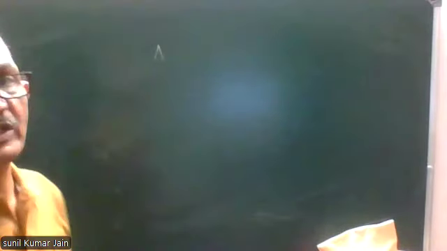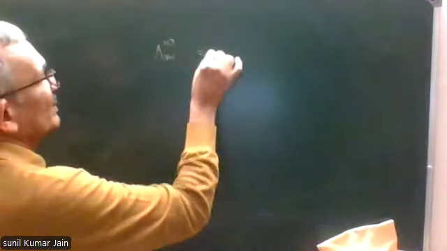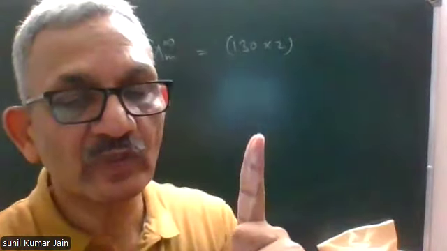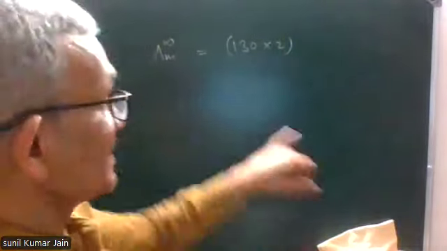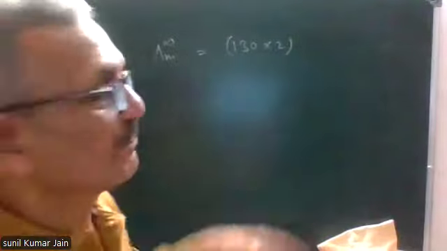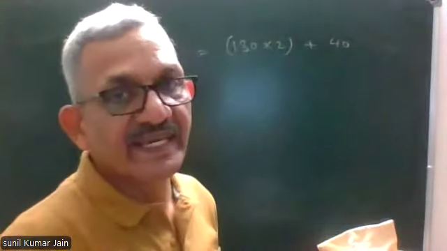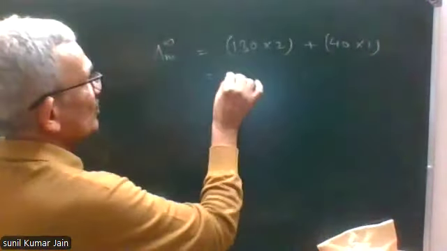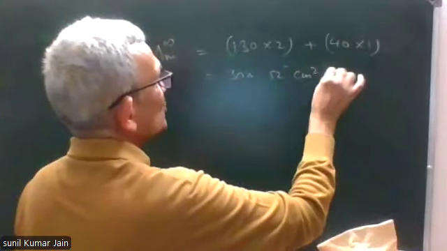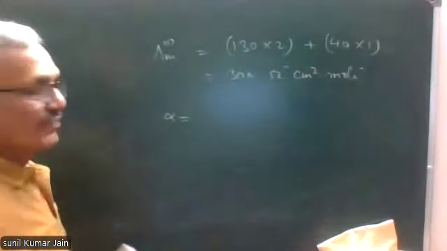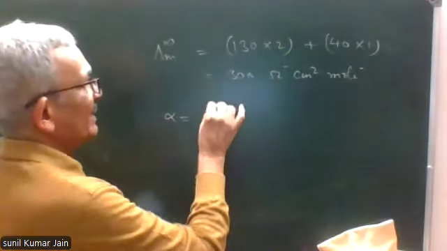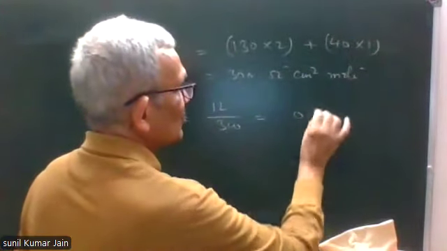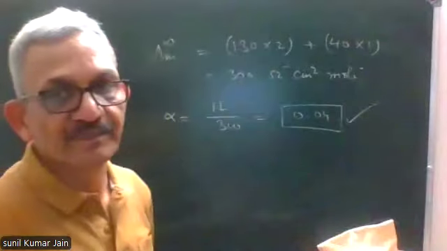So first of all, I'm using Kohlrausch law. Lambda m infinity will be 130 into 2, because one molecule of H2A will give 2 H plus ions, and the value for H plus ions is 130 multiplied by number of H plus ions, plus value for A minus 2 ion is 40, and there will be one A minus 2 ion produced. So multiplied by 1, this would be 300 ohm inverse centimeter square mole inverse. Now first, we have to calculate alpha. Alpha will be lambda mc, that is given 12, divided by lambda m infinity 300, which is 0.04. This is one answer.